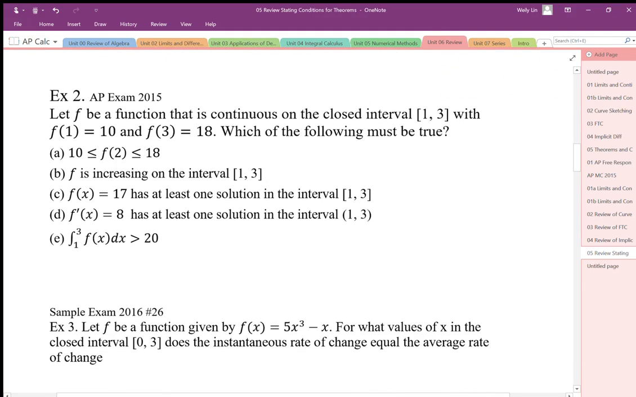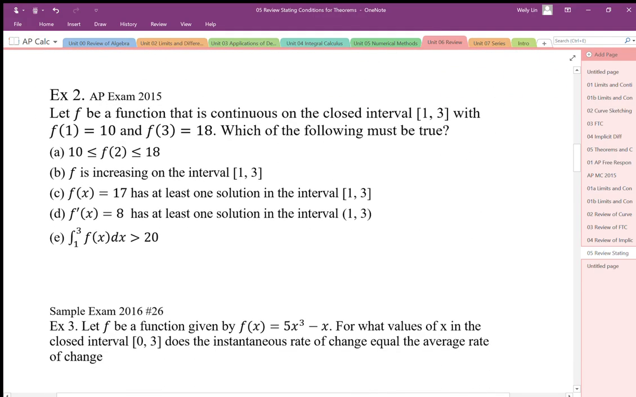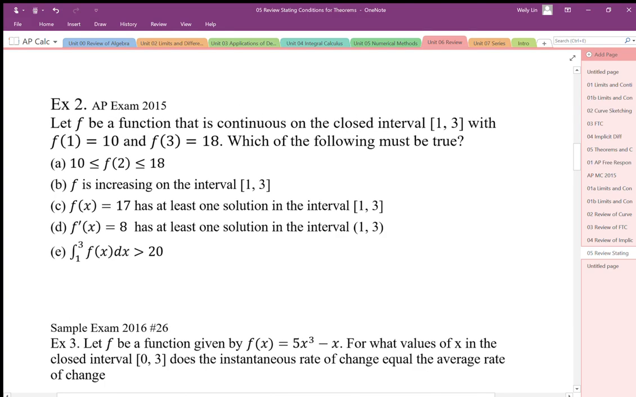Okay, so this problem here is very similar to the last one. It talks about a continuous function. It does not say it is smooth though, or differentiable. So it's not necessarily smooth and differentiable.